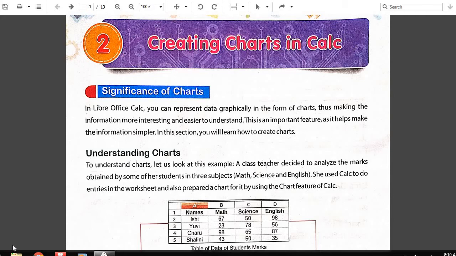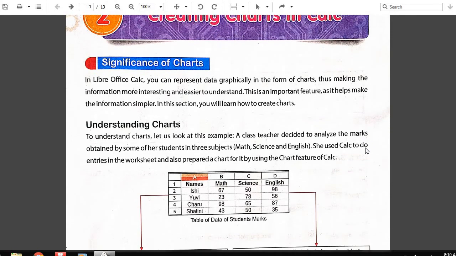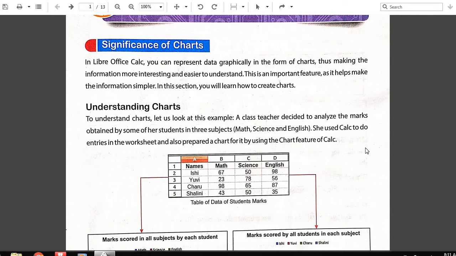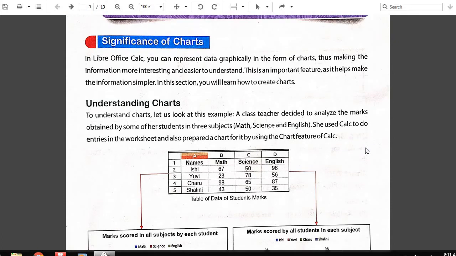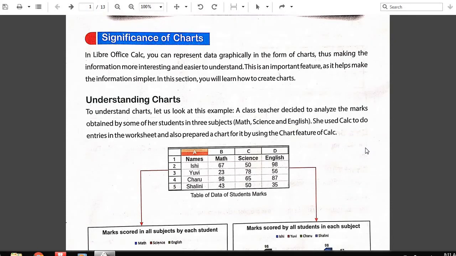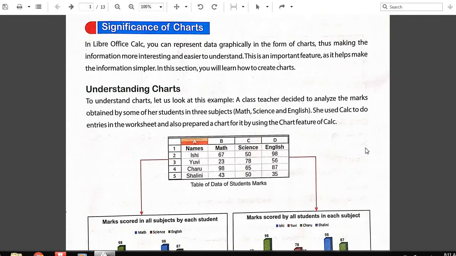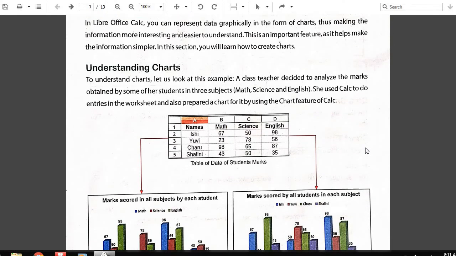The first thing, to understand charts, we will have an example here. A class teacher decided to analyze the marks obtained by some of her students in 3 subjects. Here the table is given, students' names are here and 3 different subjects are mentioned. She used Calc to make entries in the worksheet and also prepared a chart. Now you can see in front of you a chart, and it is easy to understand.